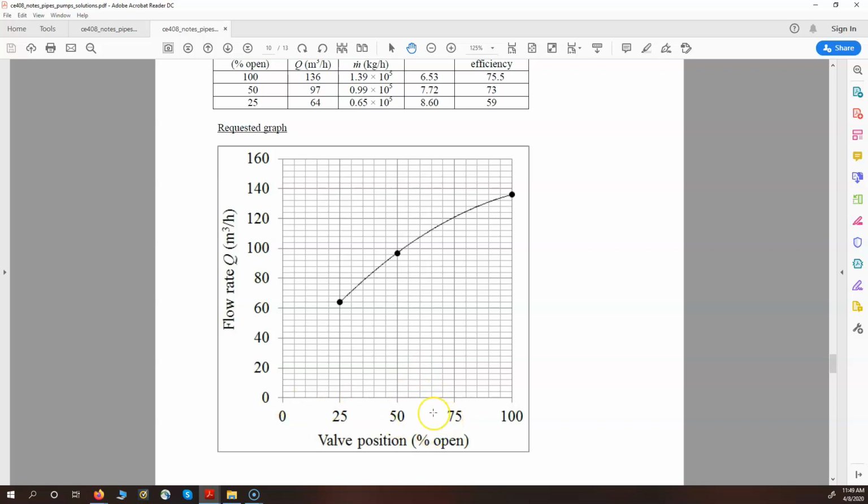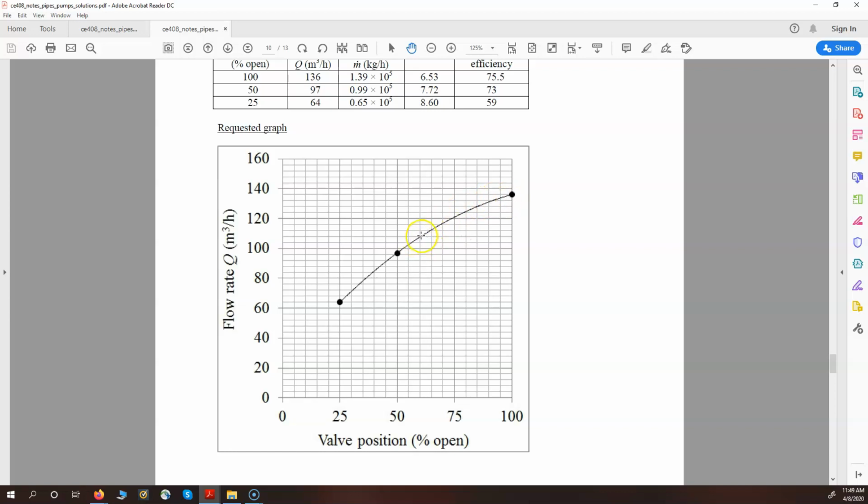valve. I said before that typically you want to operate around a 60% open position, so you want to operate around here. What is the flow rate there? It looks like about 108 cubic meters per hour. What is the maximum possible flow? Well, the maximum possible flow is when the valve is fully open. That number was 136 cubic meters per hour. That was one of our results. So you want to operate here at 108. The maximum possible is 136.